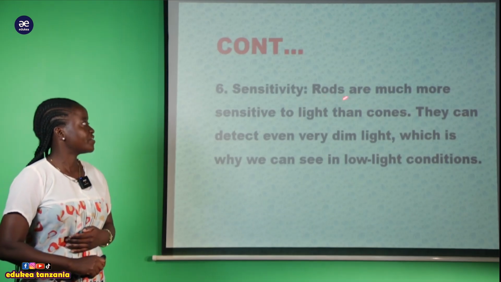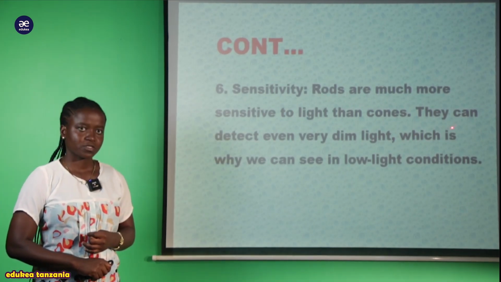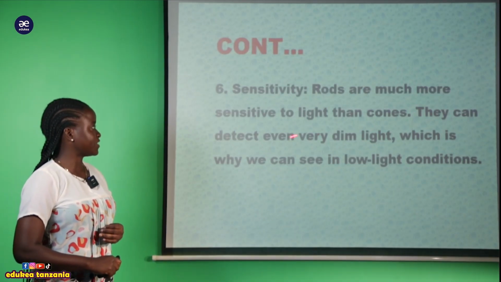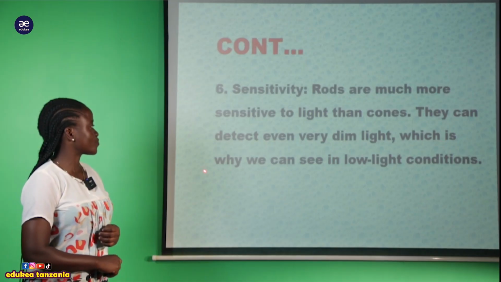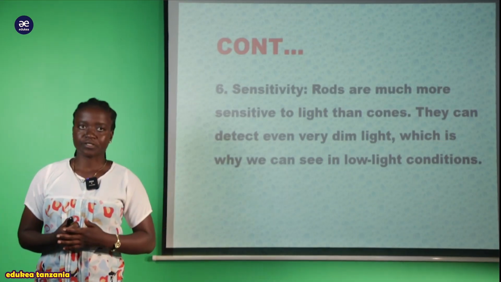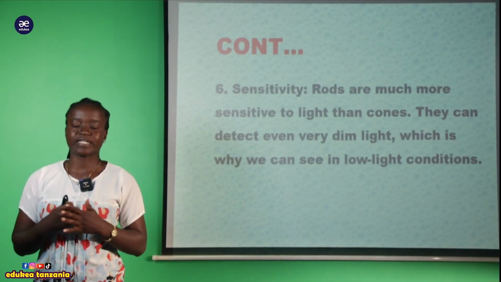That is, the rods are much more sensitive to light than the cones. So they can detect even in very dim light, which is why we can see in low light conditions. Kwa ukiangalia in terms of sensitivity, these things you have to make it clear.